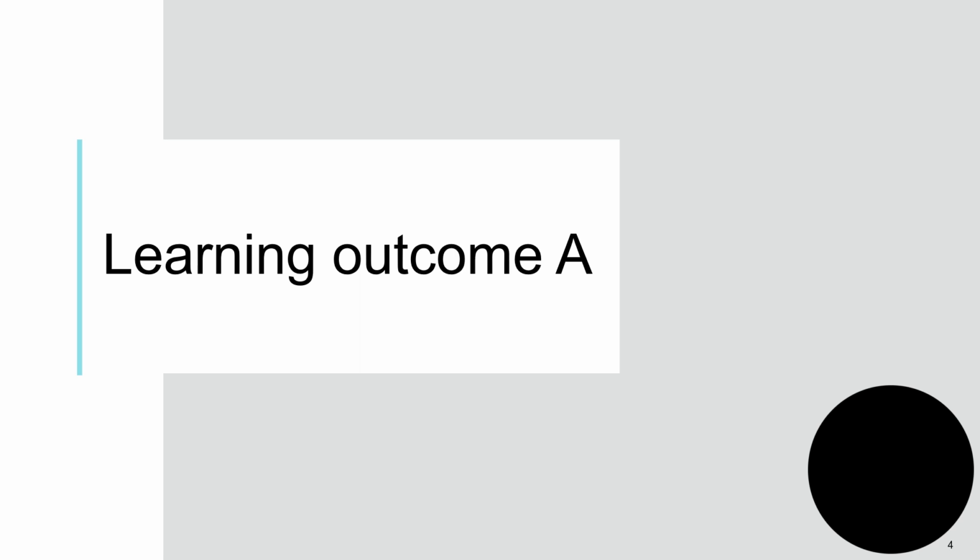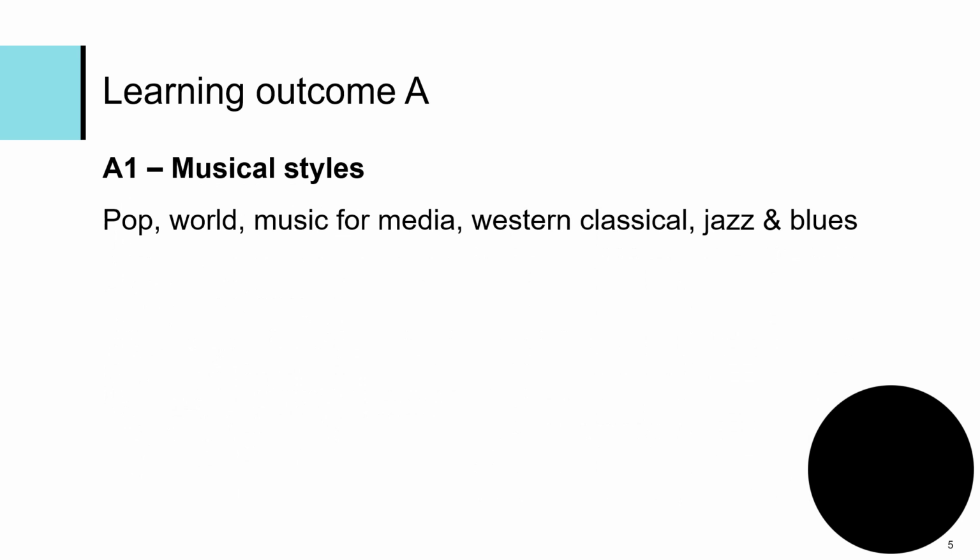So now we'll take a look at learning outcome A. On learning outcome A, learners should explore musical styles. The different styles they look at should come from the genres that you can see on the screen. In the specification, there are lists of suggested genres that learners might look at under those broad headings. So they might look at different types of pop styles like reggae, rock and roll, punk, heavy metal and so on. And they may look at different styles of Western classical music such as Baroque and Romanticism and so on.